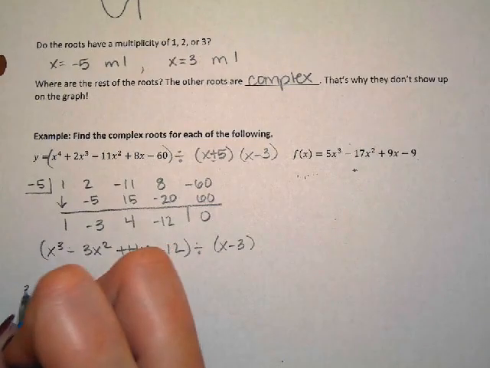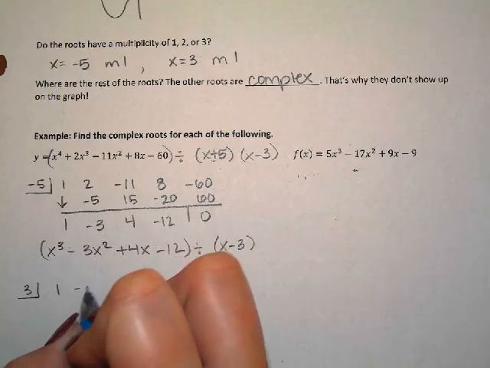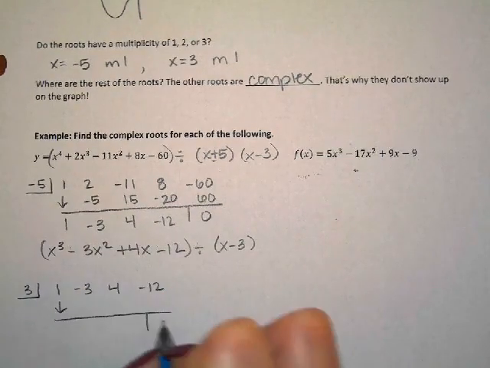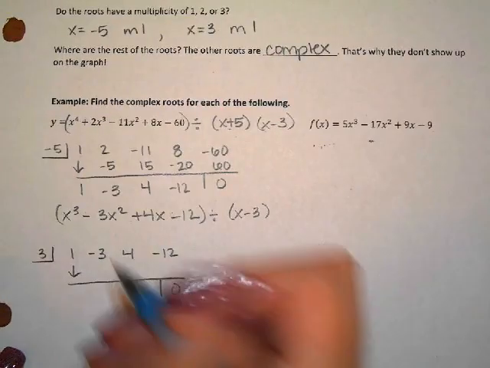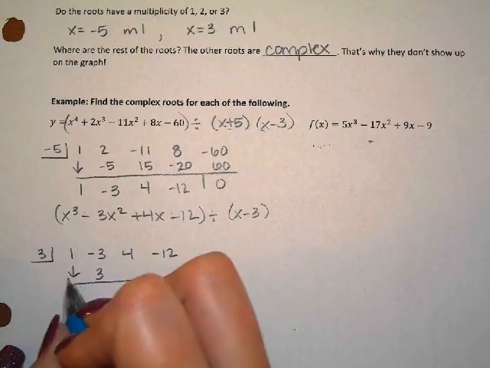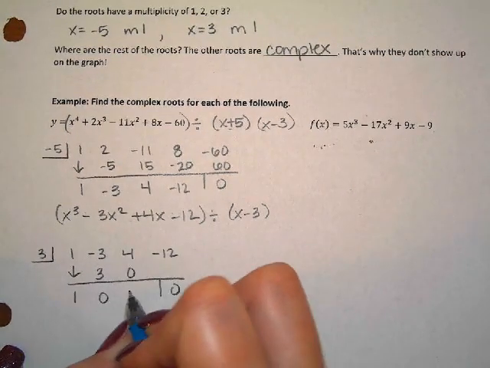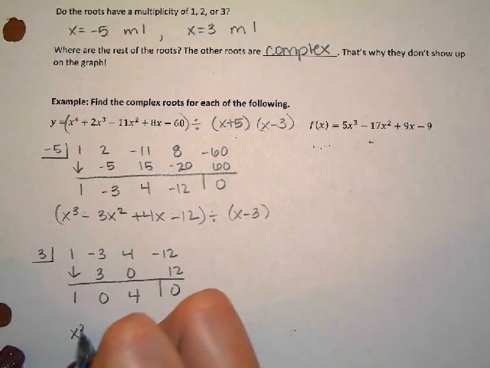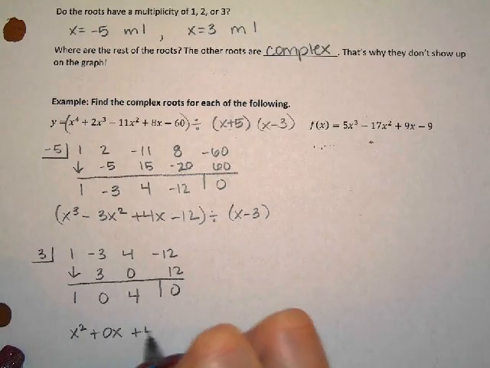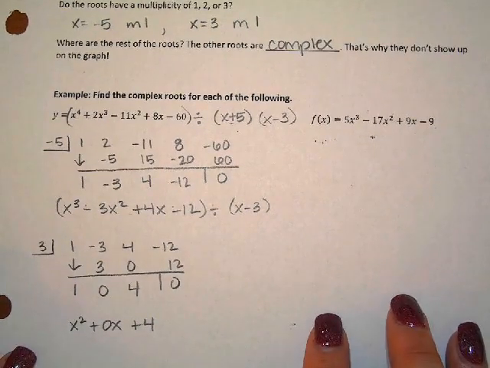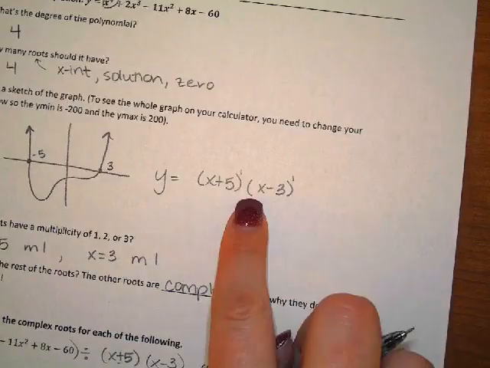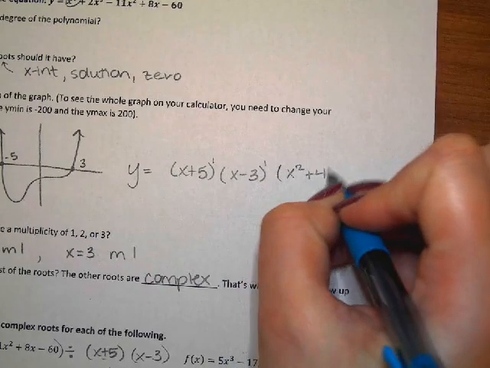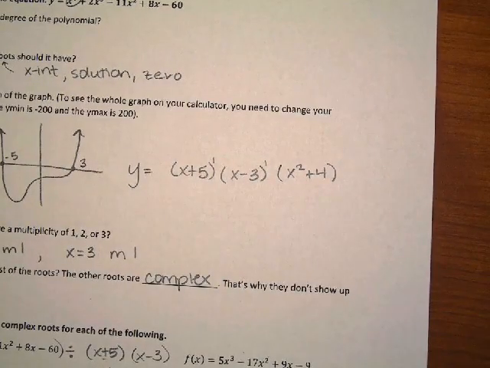So now I've got 3, 1, -3, 4, -12. Again, it's a factor, so I know my remainder has to be 0. So that's 3, 0, 4, 12. Okay, and then I'll drop it by 1, so I've got x squared plus 0x plus 4. Okay, so I'm going to go up here and I'm going to finish writing the equation. So that means that I've got x squared plus 4. I'm going to go ahead and leave that 0 term out that was in the middle.